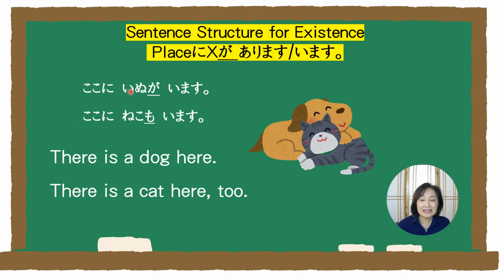ここに犬がいます。Here's a dog. ここに猫もいます。Here's a cat too. What is also there is the cat. So you change the particle が into も.